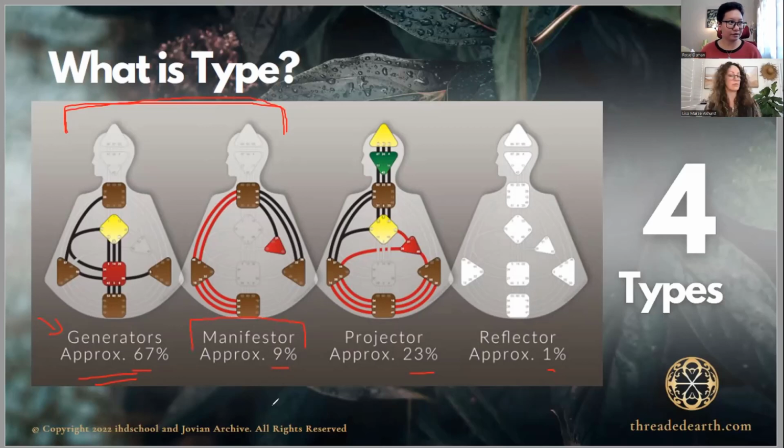Now, manifestors, there are not many of them, 8 to 9% at this moment. So manifestors are designed to initiate, to take the first steps, compared to generators. And they are here to make an impact on the world.